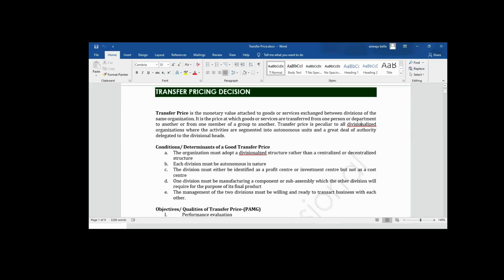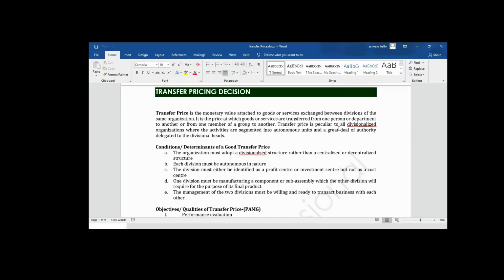Conditions for transfer pricing. One, the organization must adopt a divisional structure. You can only talk of transfer pricing if that company is operating along divisional structure. Point number two, each division must be autonomous in nature. That is, divisions must be independent.